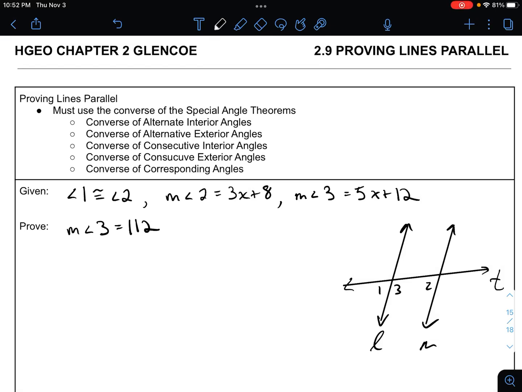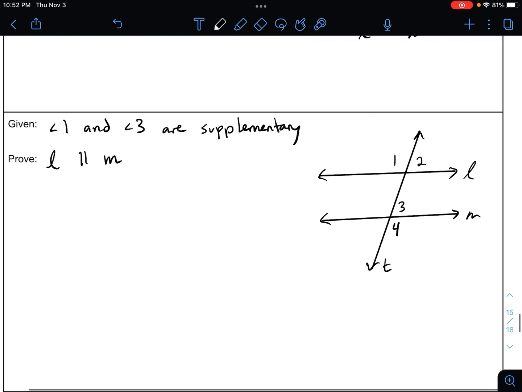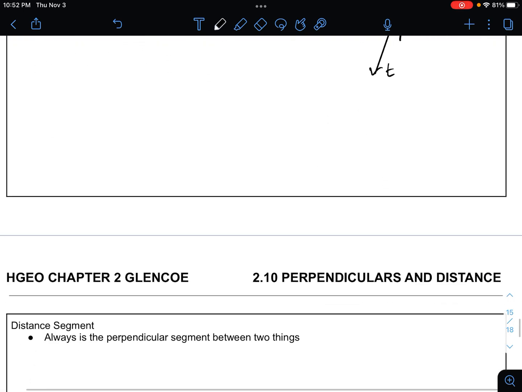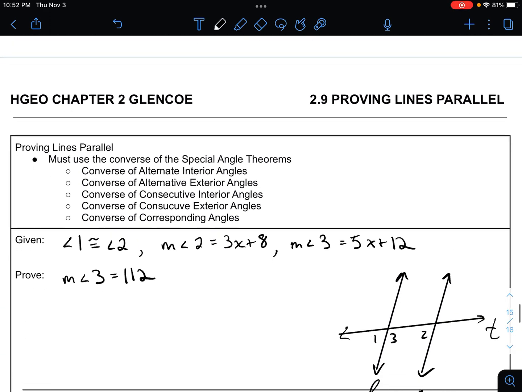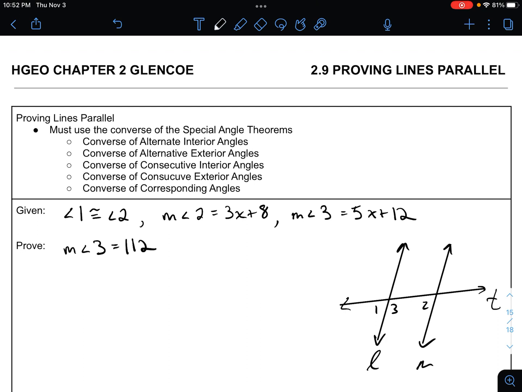Hey, Honors Geometry. We are going to talk today about parallel lines in 2.9, and then in 2.10 we are going to talk about perpendiculars and distance in the coordinate plane. So let's get started with 2.9. 2.9 is kind of along the lines of what we've already talked about with parallel lines. All these words should look familiar to you because we have learned these theorems before.